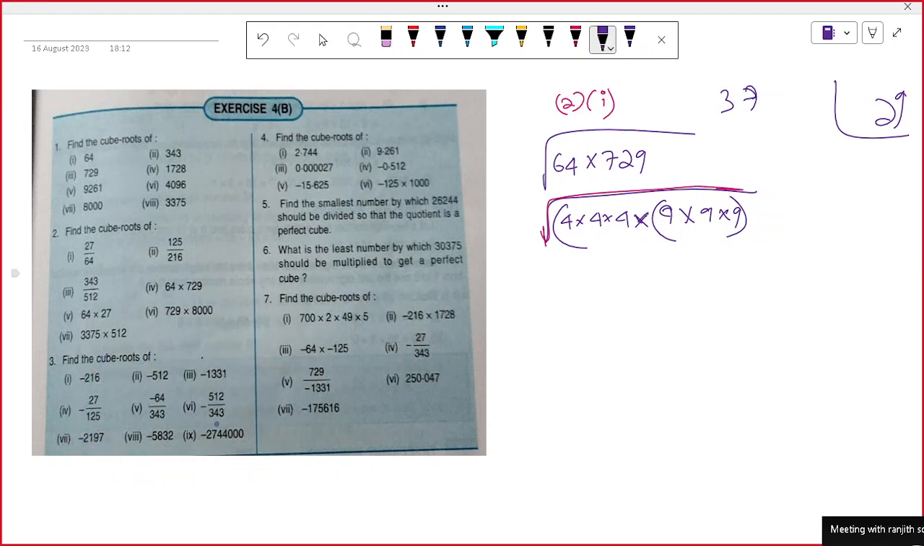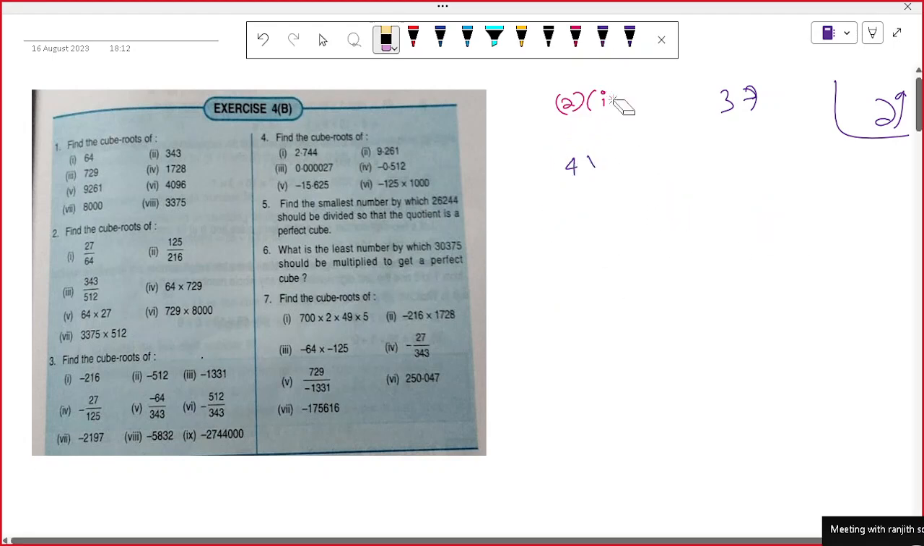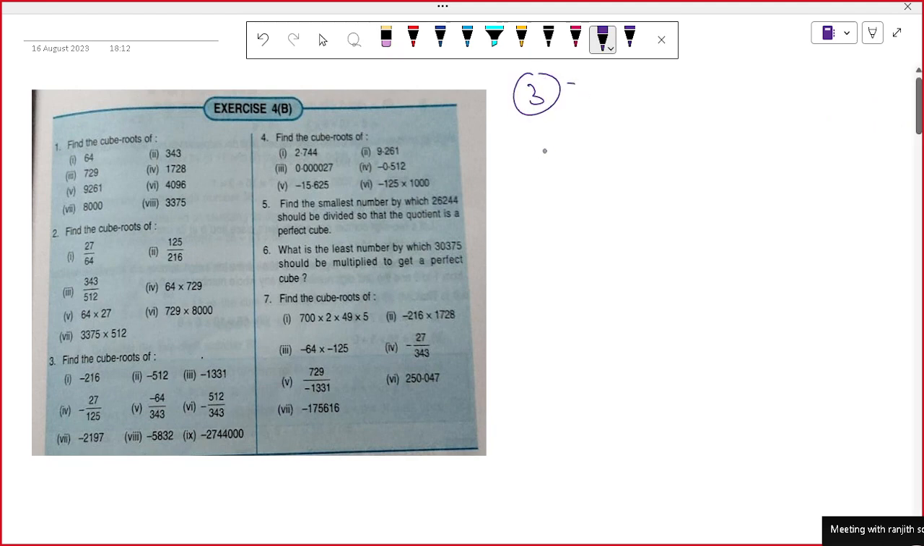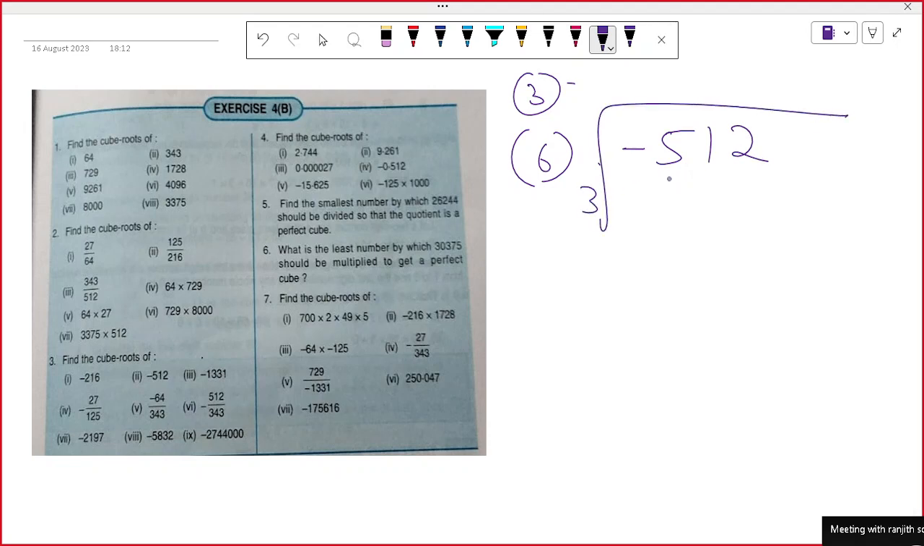We'll try one question. Try the sixth question in third main. Minus cube root of 512 divided by 343.